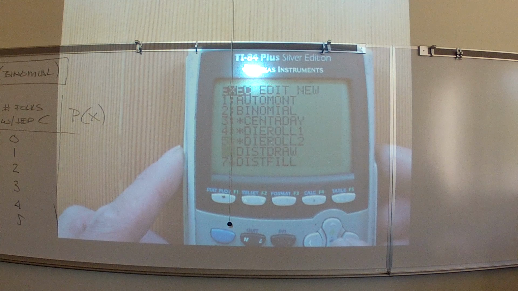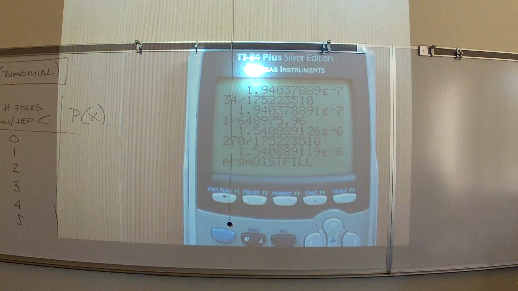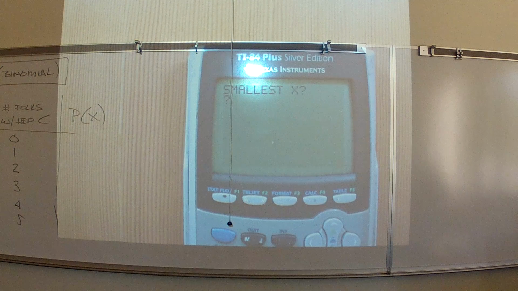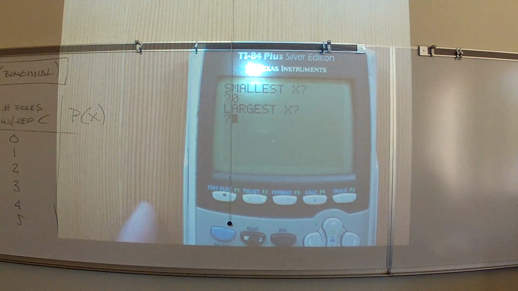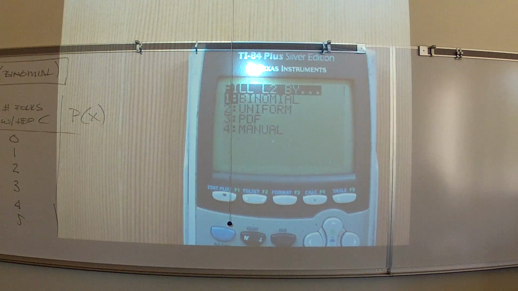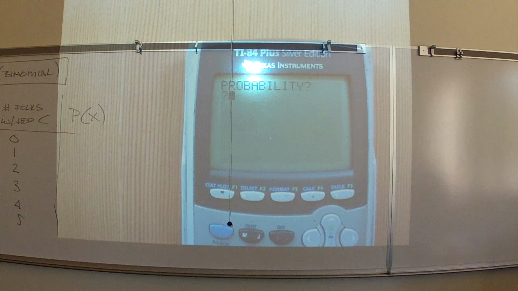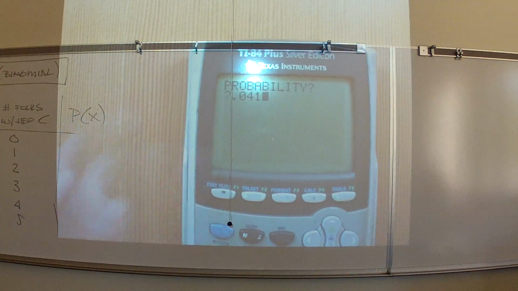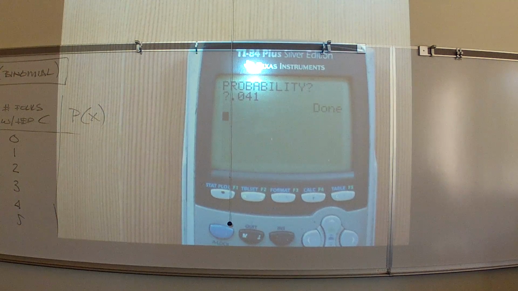Disk fill. Number 7. Run it. Smallest X. 0. Yes, ma'am. Largest X. 5. There you go. Fill by binomial. Probability, make sure you put it in right. 0.041. Make sure you get the 0 in there. Make sure it's not 41%. That's slightly more prevalent. 0.041. It's going to say done, which is not very helpful, except for everything you now need is in your stat lists. Everything you need is in that stat list.